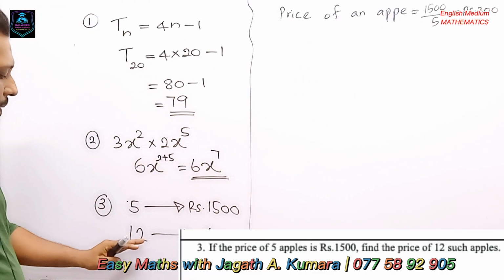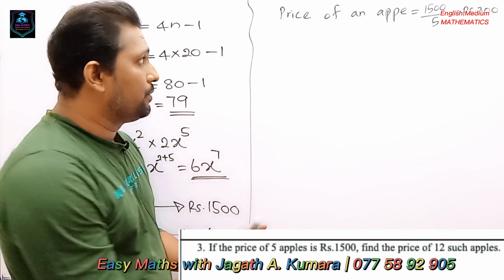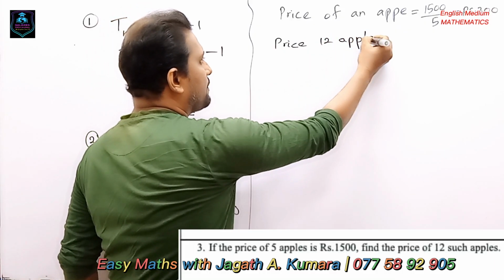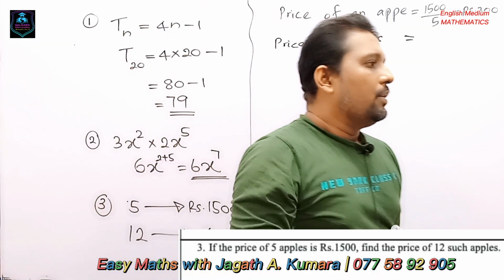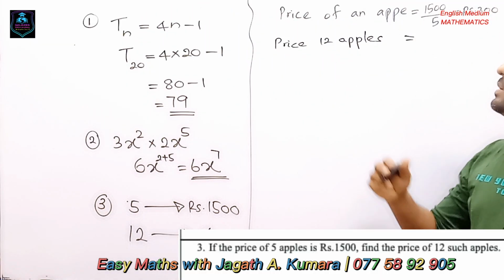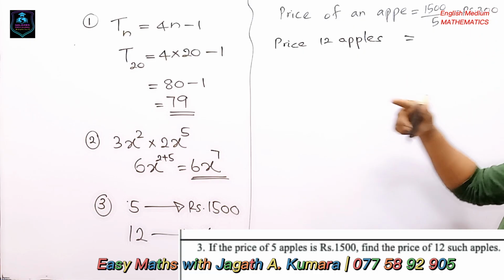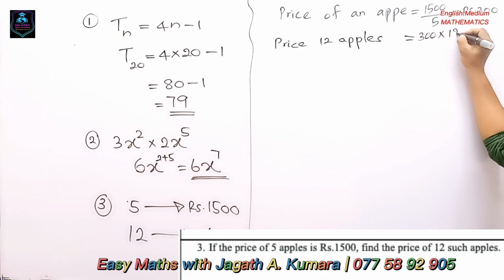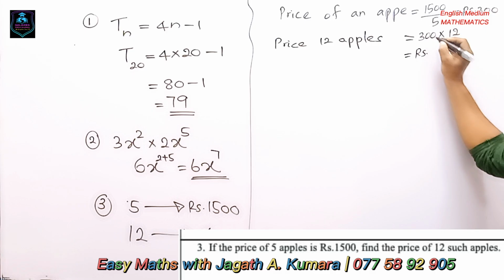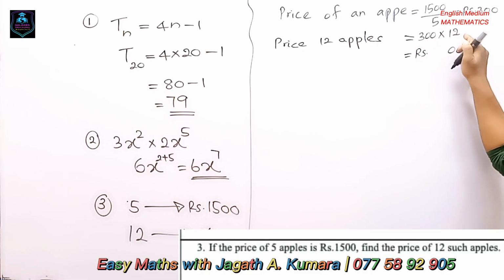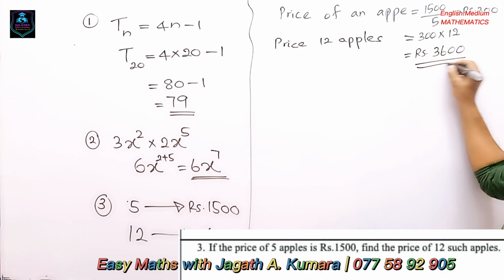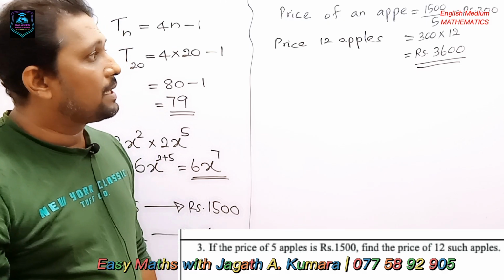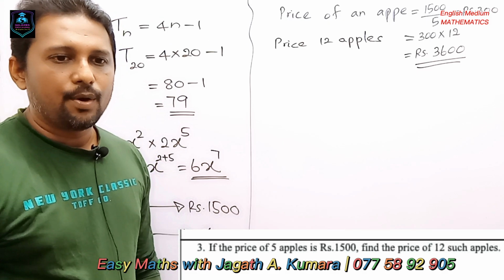Then you have to find the price of 12 apples. So what you have to do? Price of 12 apples equal, you have to multiply the price of an apple by the number of apples. 300 you have to multiply by 12. So what is the answer? These two zeros you can put at the end of the number. 3 multiply 12, 36. So the third question answer we can get by using the unitary method. So the answer should be 3600 rupees.